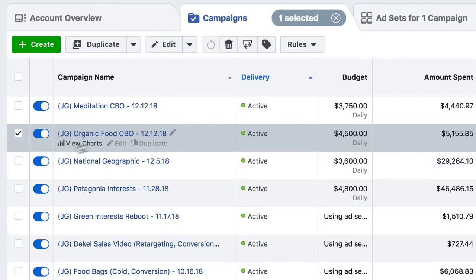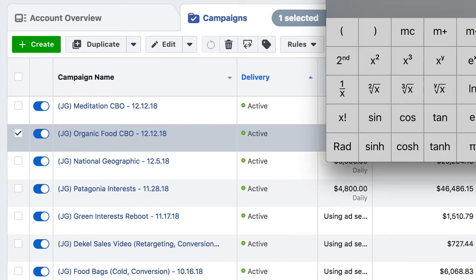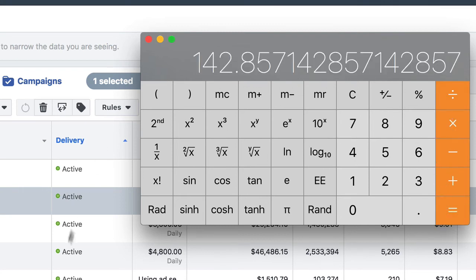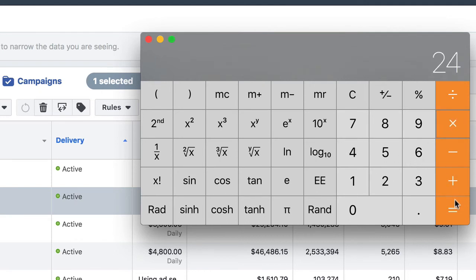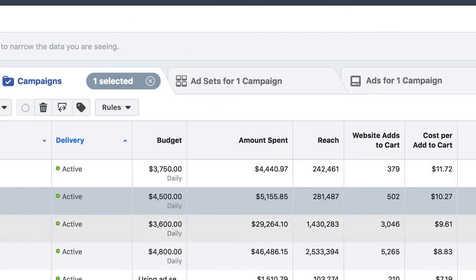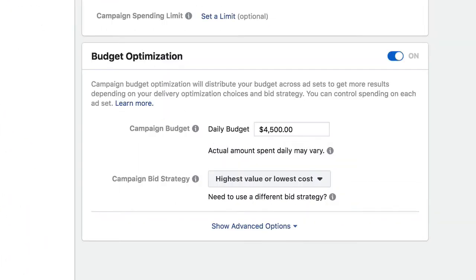So you basically take your CPA times 50, right? So 20 is our CPA times 50 equals $1,000. Divide that by 7 equals 142, times the number of ad sets. It's kind of confusing, but so times 24. So the campaign budget would be, in this case, 3,428. We just rounded it up to 3,600. And again, that is set at the campaign level.